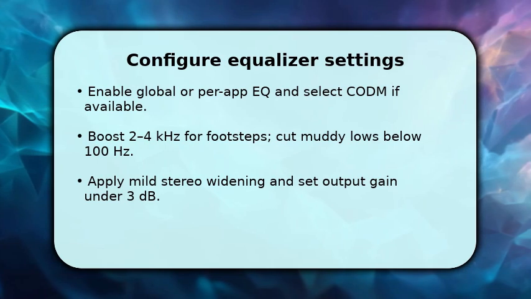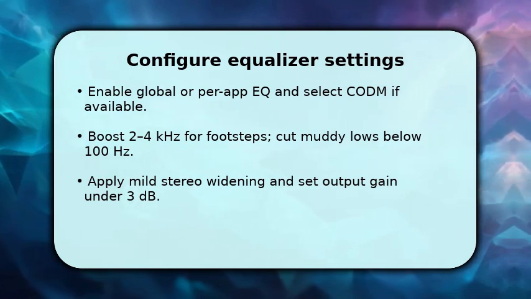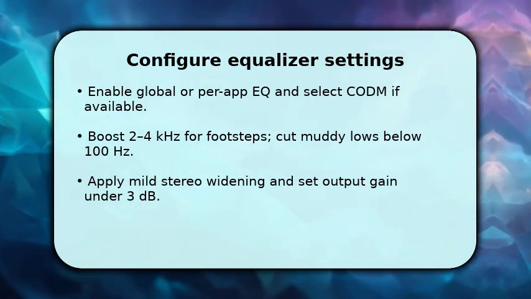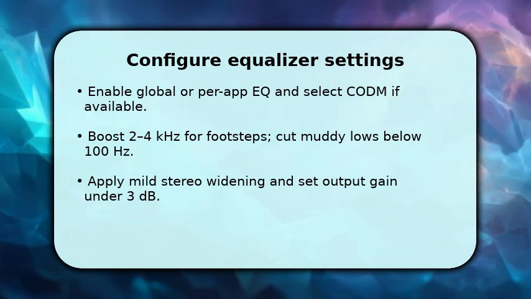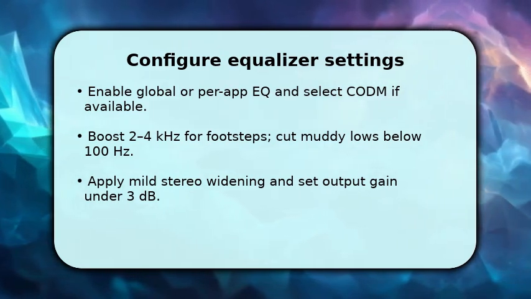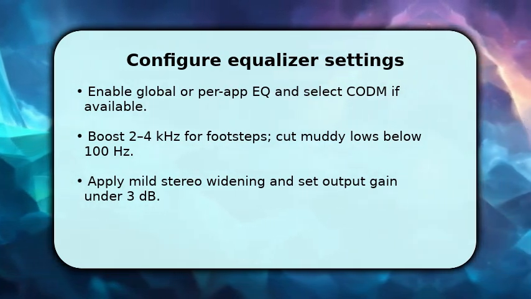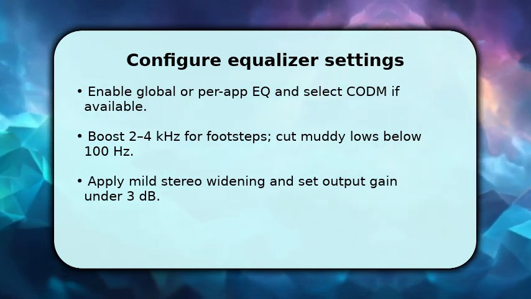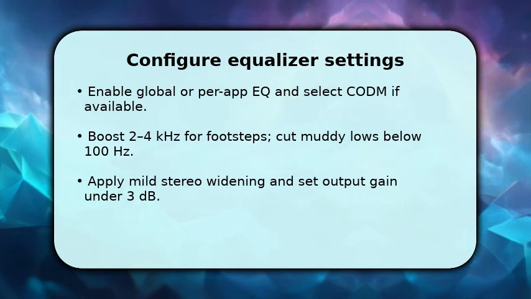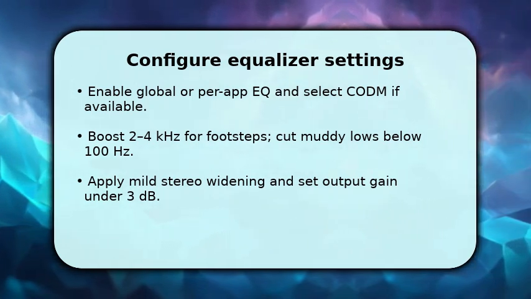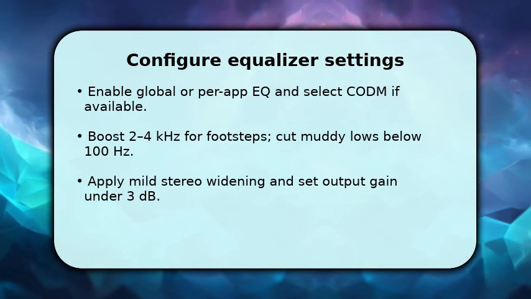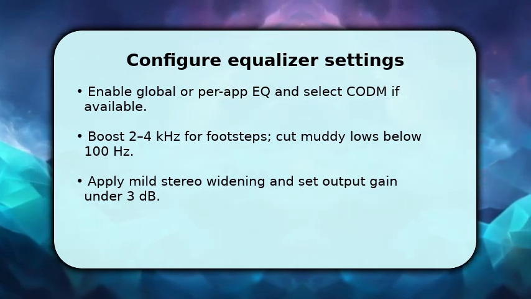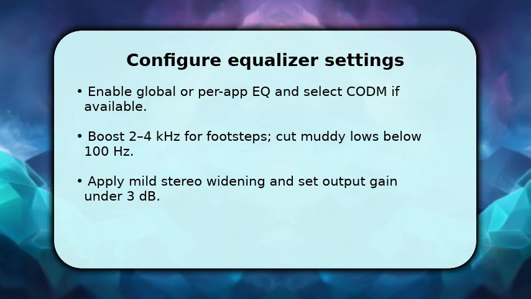First, enable global or per-app mode and pick Call of Duty Mobile if the app supports it. Otherwise, keep global on. Then, raise the 2 to 4 kHz band to emphasize footsteps and voice cues, reduce frequencies under 100 Hz to remove rumble, and avoid extreme boosts. Finally, use subtle stereo widening and limit overall gain to prevent clipping, so the game audio stays natural and reliable.